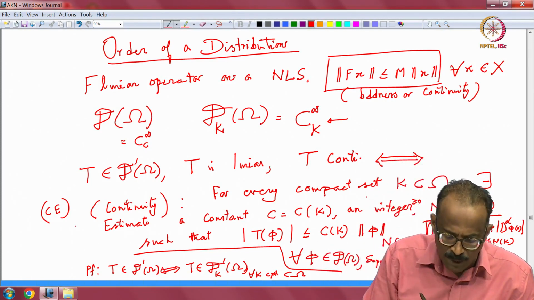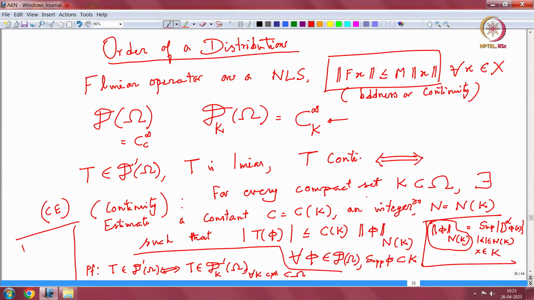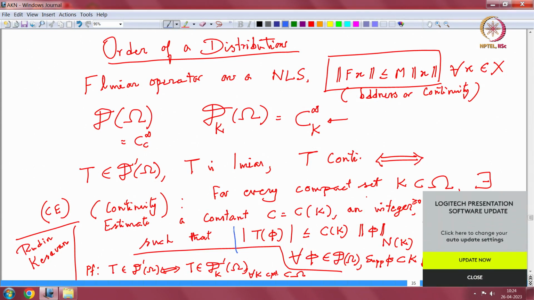Okay. So, if you want precise details, you can see Rudin's Functional Analysis, where a lot of details about locally convex topology and the D(omega) topology are well written, and maybe you can also see Kesavan's book. Not that much detail, but some views you can get. So, this estimate is important to remember. You have to write down this estimate. Remember these estimates.